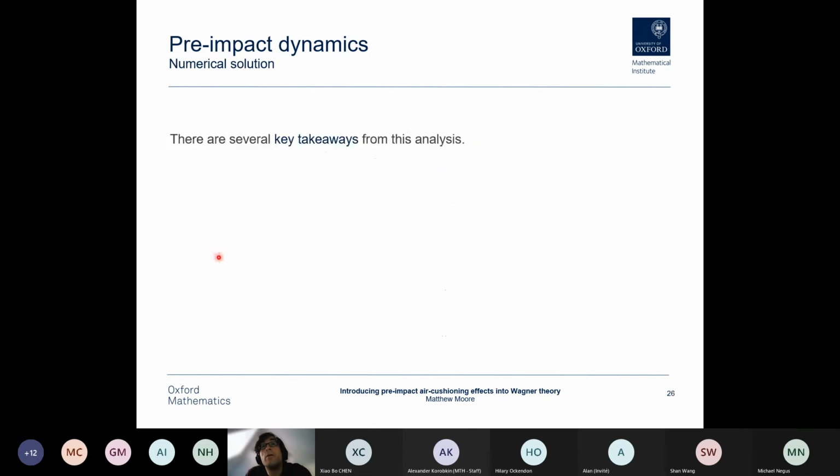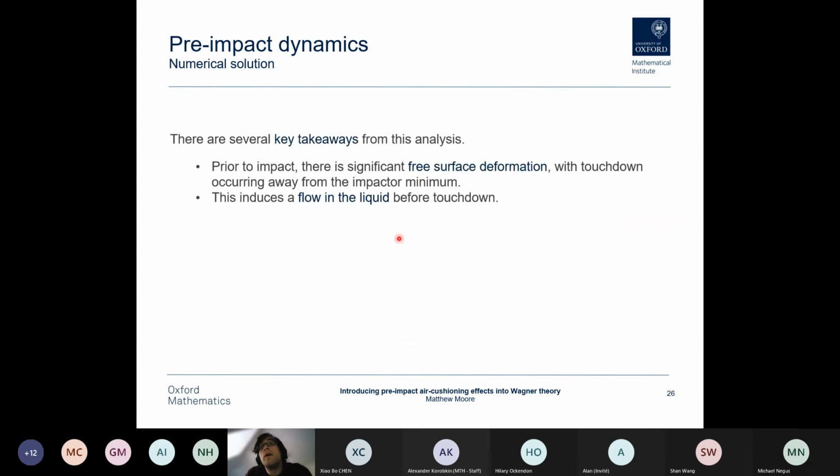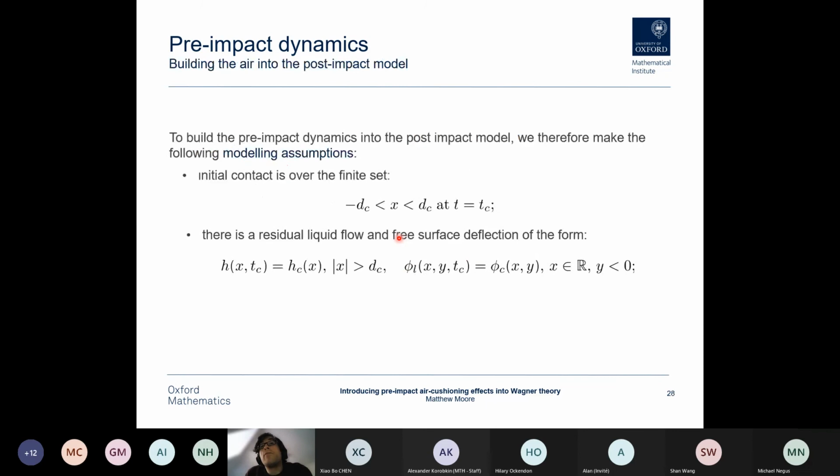So I'm talking about the profile here, which is HC, this blue line. And we've also got the corresponding liquid flow due to the potential here. And finally, we're going to neglect the air on the free surface ahead of the touchdown point after impact. So we're just going to ignore that effect later on, assume that it's negligible.